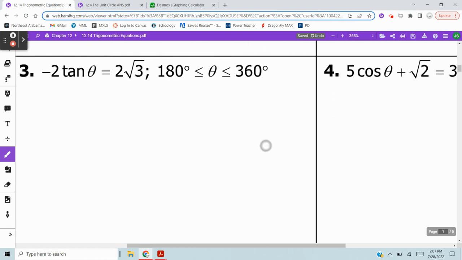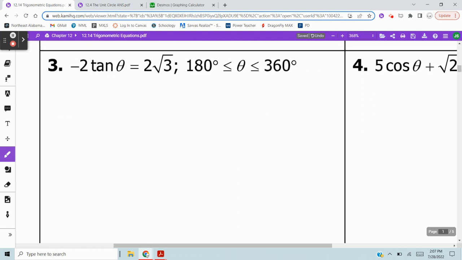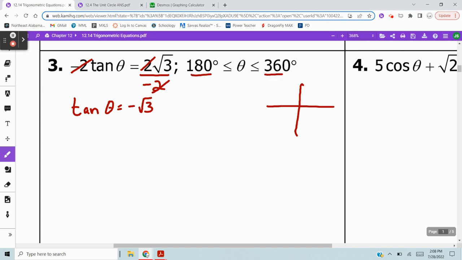Number 3. We're looking for, let's divide by negative 2. Mark that out. Divide by negative 2. The 2's will cancel. And I have the tan of theta is equal to negative root 3. And they're asking for the answers between 180 and 360. But here's the thing. Tangent. What I'm going to do first is I know that the period of tangent is actually 180 degrees. So I'm going to look for my first answer between 0 and 180, and then I'll use it to find all the answers from here to here.